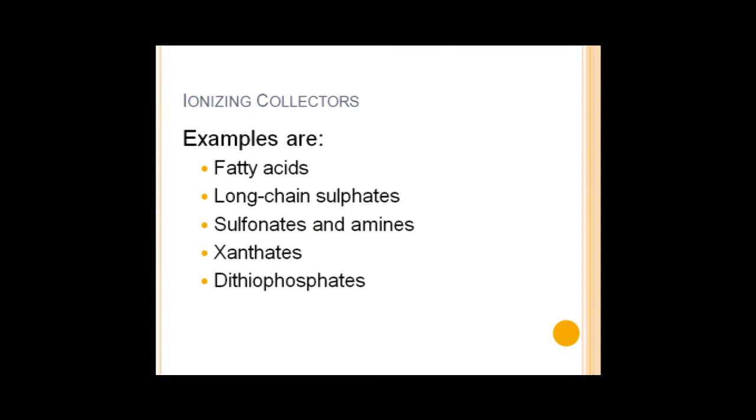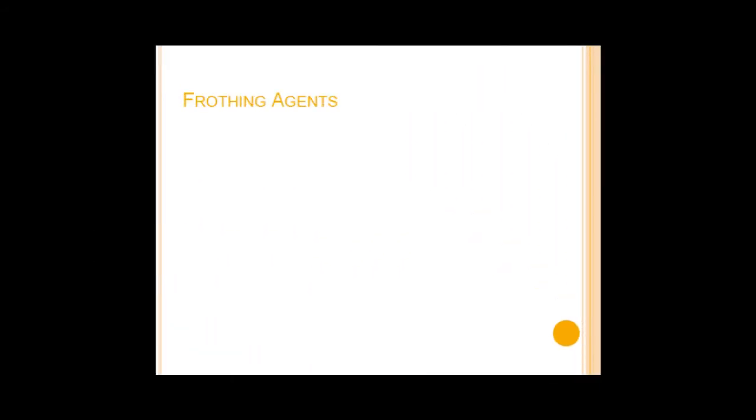Common examples of the ionizing collectors include fatty acids, long-chain sulfates, sulfonates and amines, xanthates, and dithiophosphates.